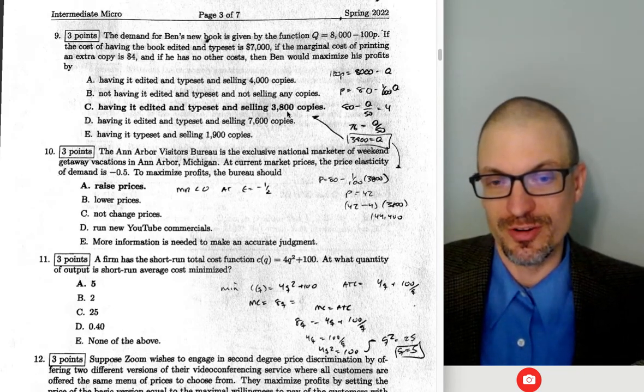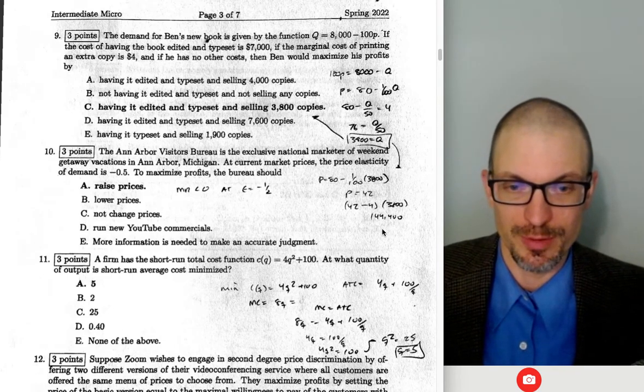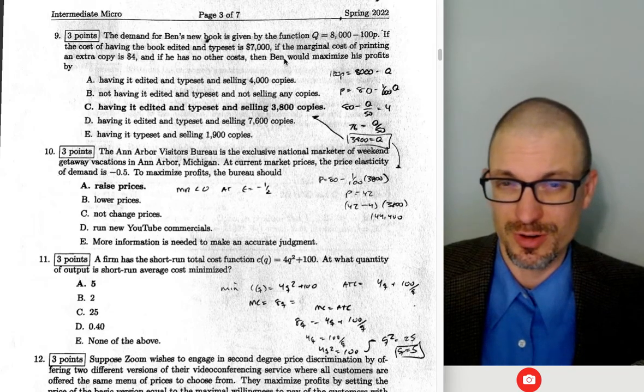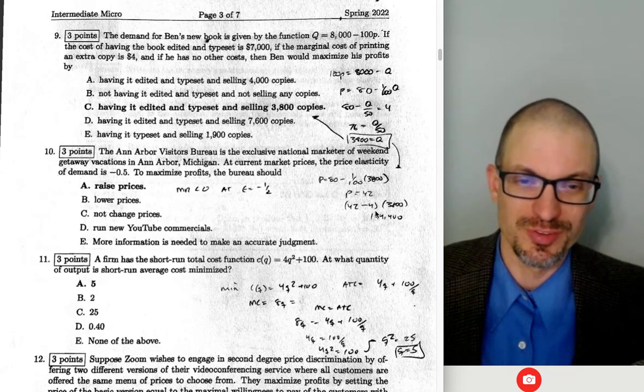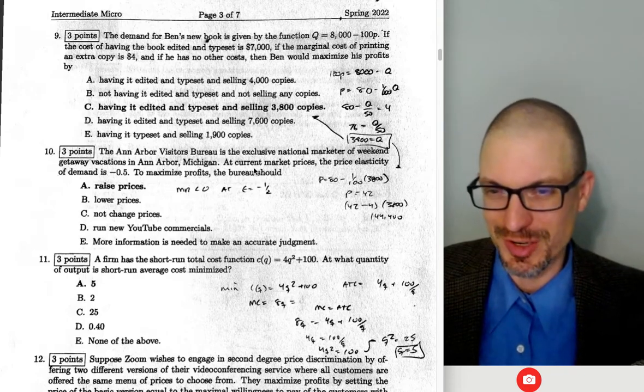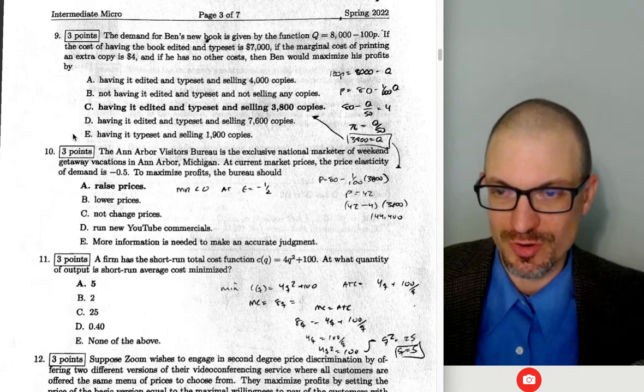You actually got to verify that you're going to have positive economic profit. So I calculated profits, and then the fixed costs were 7,000. Yeah, whatever this is minus 7,000 is going to be positive. So sure enough, C is the correct answer.